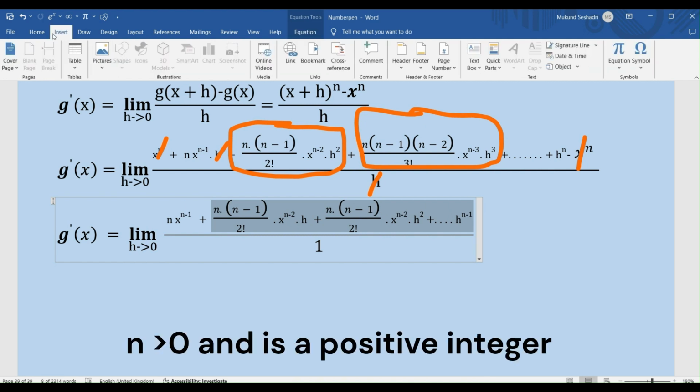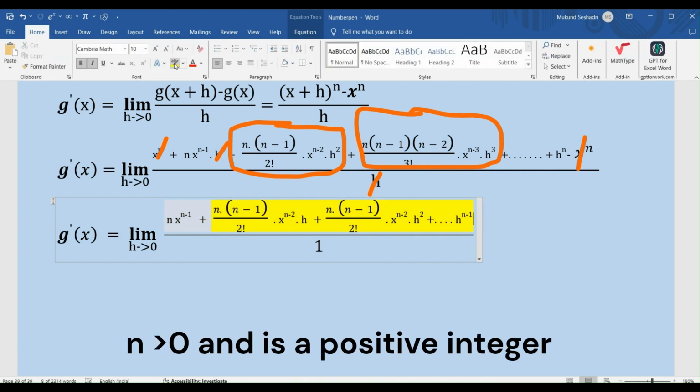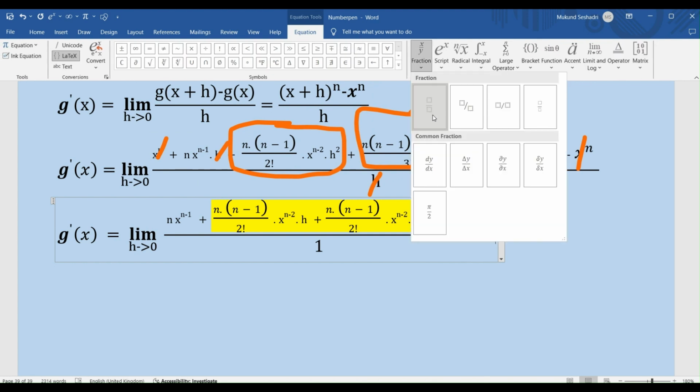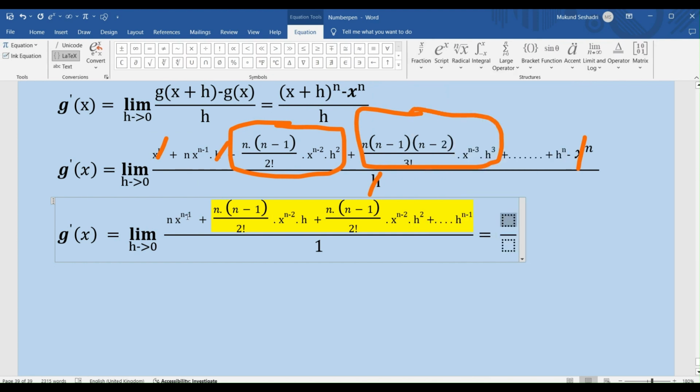So let me colour them in yellow. My substitution of h as h tends to 0 will make this entire yellow expression 0, right? And the expression which is independent of h is now nx to the power n minus 1, right? So I can copy that, and all the remaining expressions become 0, right? So which means my other expressions are 0, and then I have a 1, and I'm left with nx to the power n minus 1, right?